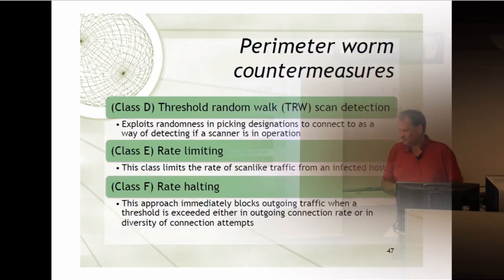Or we can go even to rate halting and say that, okay, now that machine has done so much of a certain type, so now we have to stop it. We have to investigate it, but we can automatically do that halting before we have to go in and manually check it.